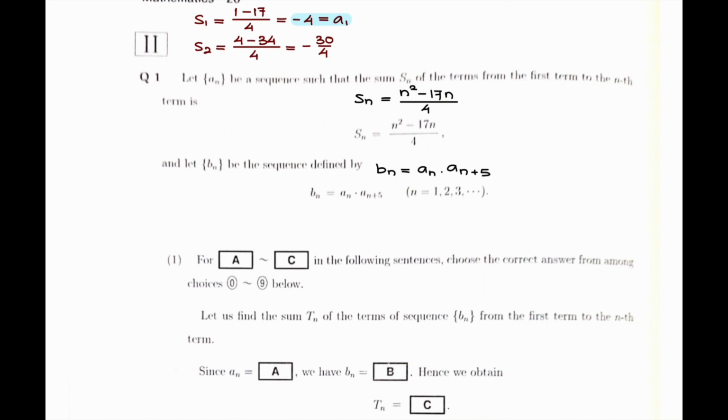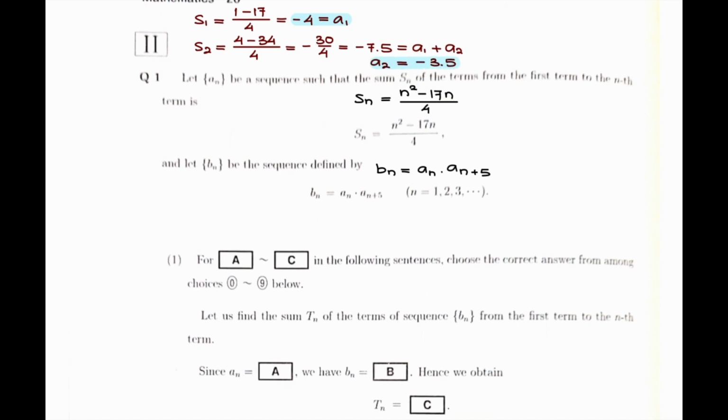Negative 30 over 4, if I write it in decimals, I will obtain negative 7.5. Negative 7.5 is equal to A1 plus A2. By substituting A1 with negative 4, I can obtain A2. A2 is negative 3.5. Basically, this is the second term of the arithmetic progression.